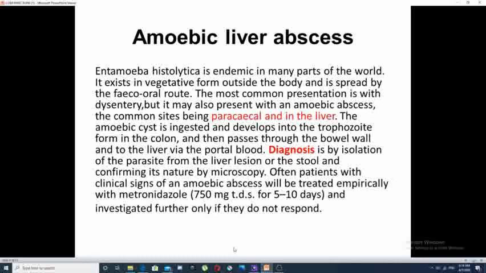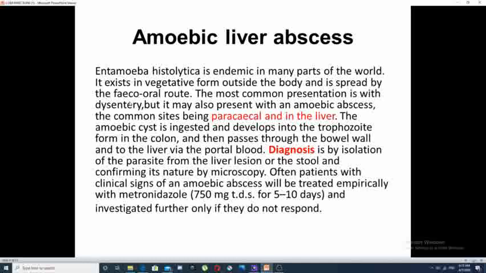Third group of liver infection, that is the parasitic infection. Two types of infestation for the liver which are of surgical importance. First one is amoebic liver abscess. This causative microorganism is Amoeba histolytica. It is endemic in many parts in the world, and it exists in a vegetative form outside the body, spread by fecal-oral route.